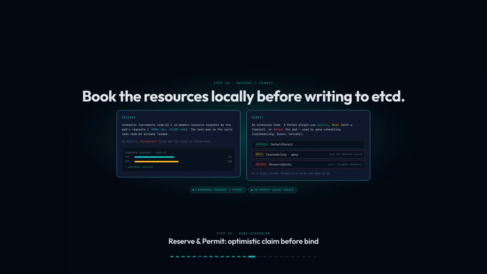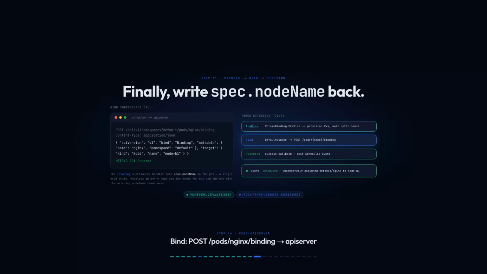Then permit, a hook. A plugin here can approve, wait, or reject. In a stock cluster, it is a no-op, but gang scheduling, Kueue, Volcano, co-scheduling, they wait here until all pods in the group are ready. So finally, bind, the commit.